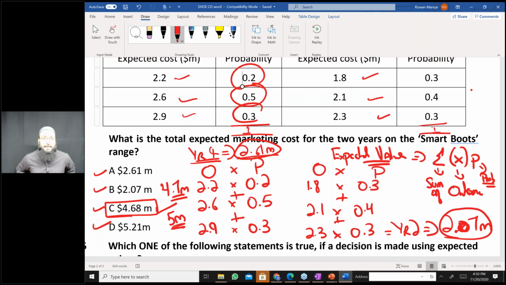Now this is the expected value. This is the value that we have worked out using EV. This is the maximum value that we have worked out.